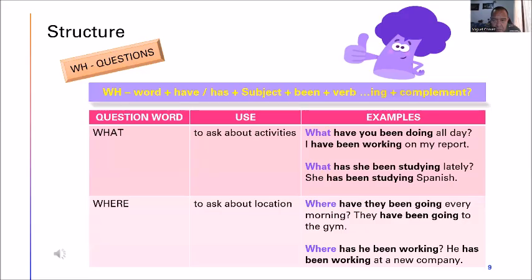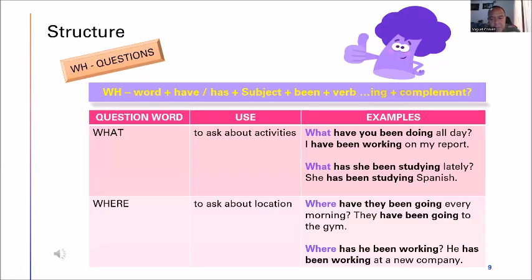For WH questions, we put the question word at the beginning, followed by the first auxiliary verb have or has, then the subject and past participle of the verb be. Finally, the present participle of the main verb. Look at these examples. The question word what is used to ask about activities.